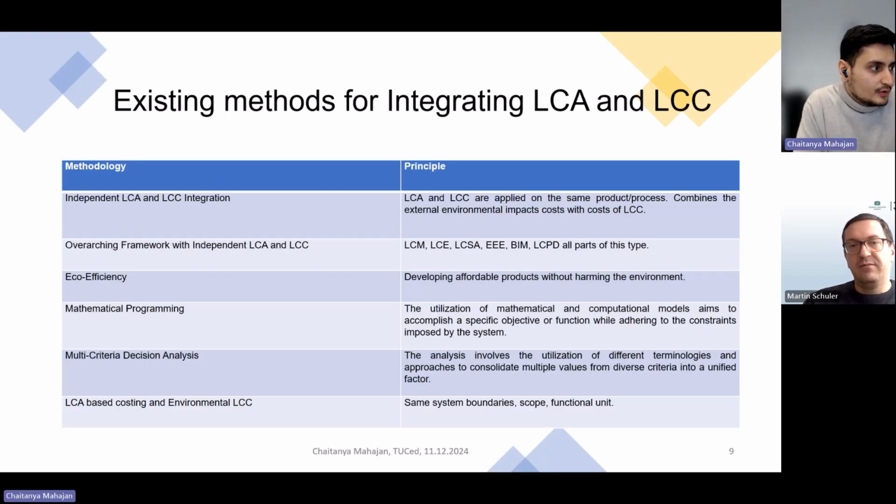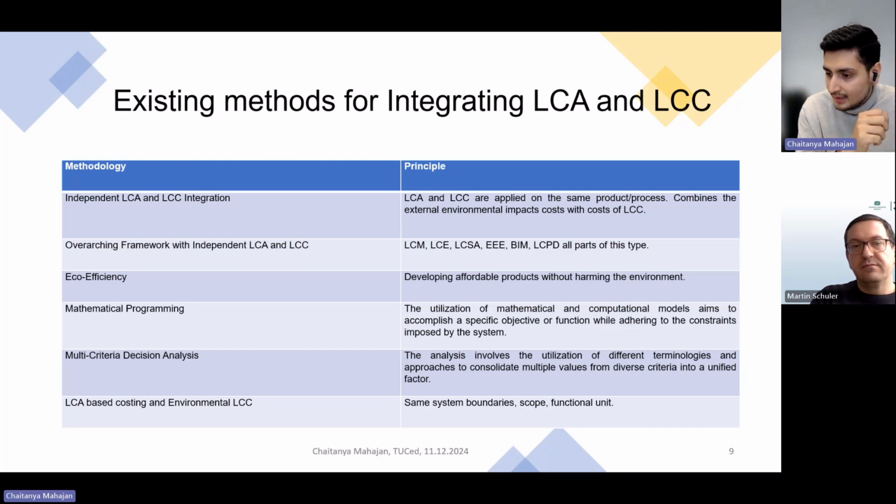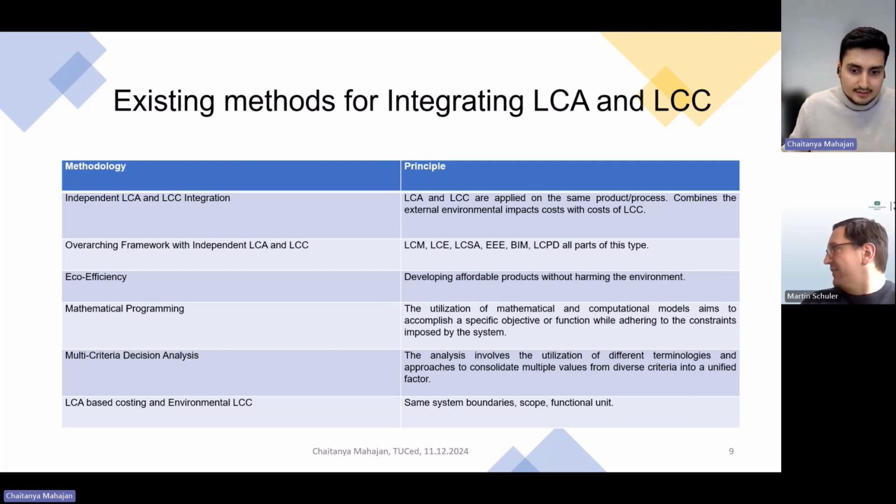Now we move on to some of the existing methods that have been published and verified in the literature. They start with an independent life cycle assessment and life cycle costing integration. So an environmental study and a cost study are done separately, and then the results are looked at together. Both of these studies are not done together; they are done separately, and we look at two separate results. The next is an overarching framework with life cycle costing and life cycle assessment. In this, there exists a framework, but life cycle assessment and life cycle costing happen separately.